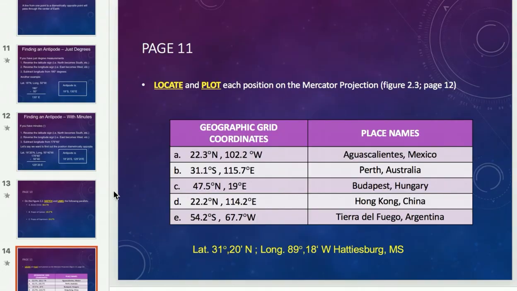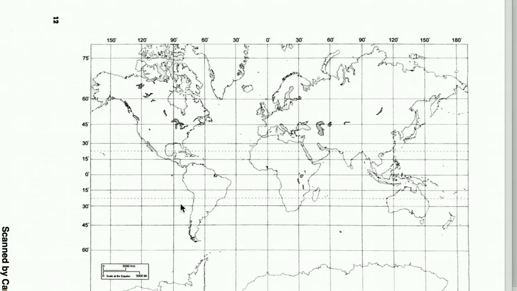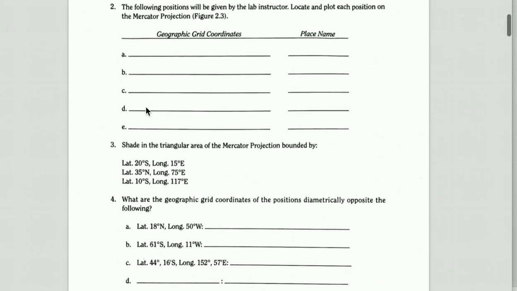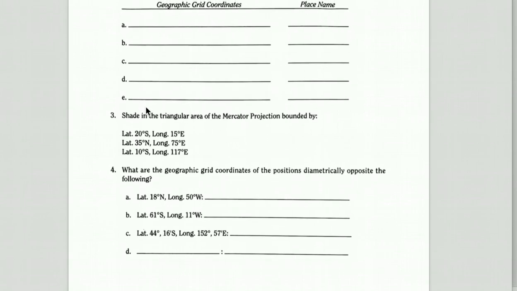All right. Let's go back here. Page 11. We've completed this. Skip number 3. You can just cross through it. And then on page number 4, we're going to be learning about antipodes. So before we go any further, I'm going to jump back into the PowerPoint.